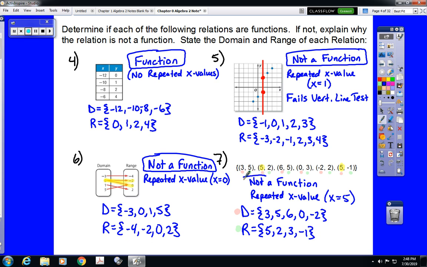So again, when it comes to this kind of problem, we have to answer yes or no, it's a function. If it's not a function, we have to explain why not. Again, that's going to be a repeated x value. And then we have to list the domain and the range.